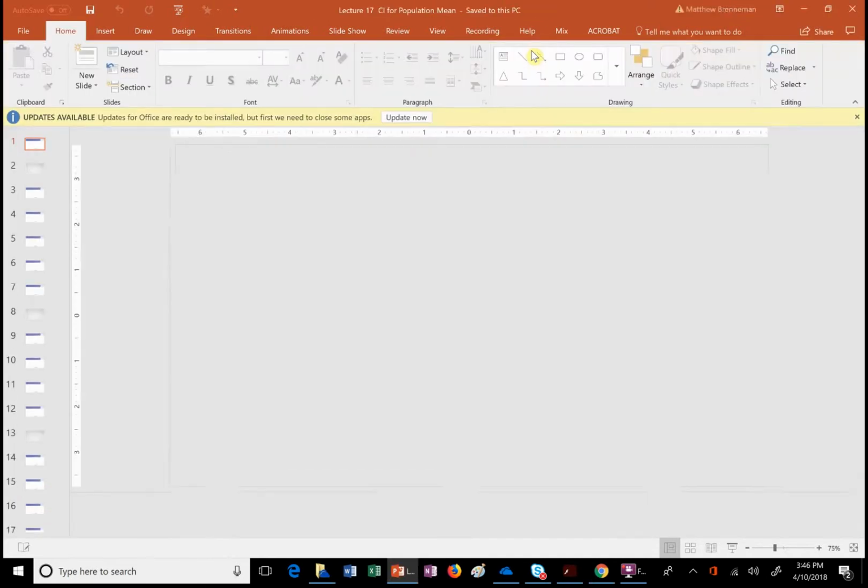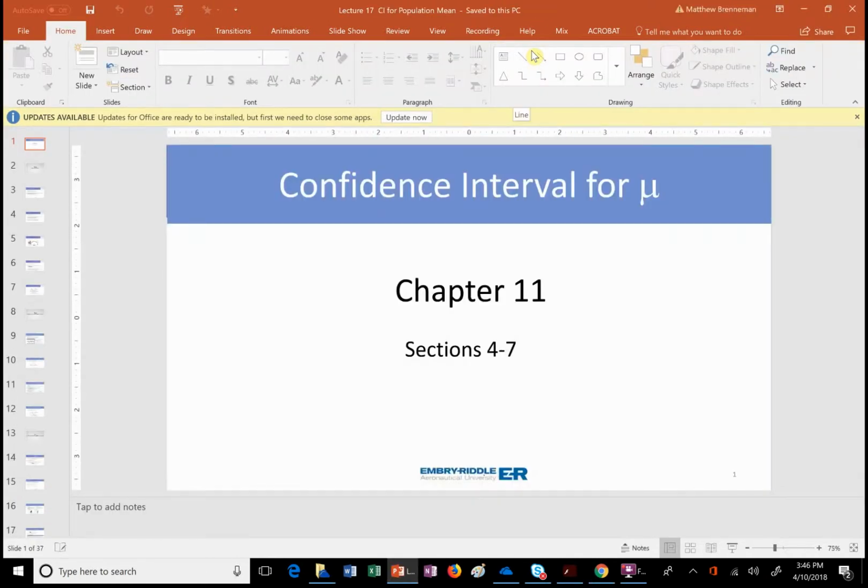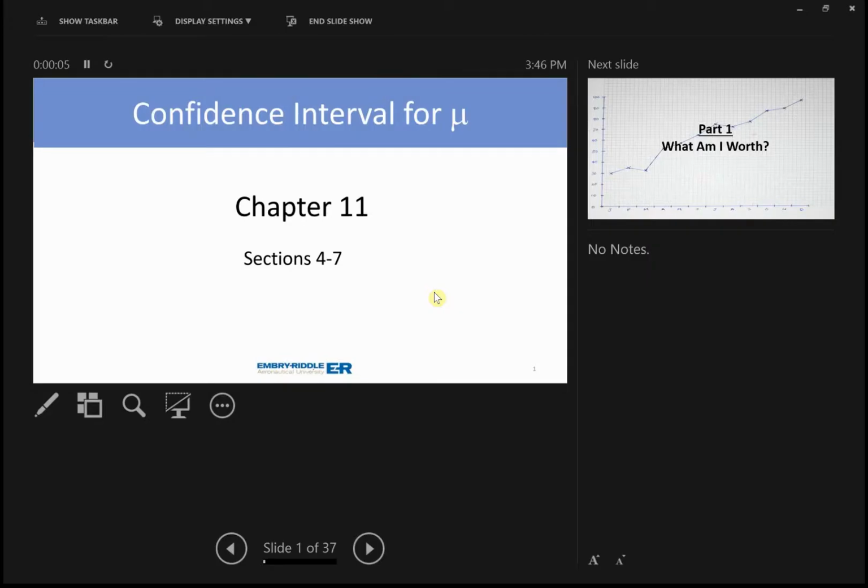The course moves a lot faster because it's understood that you understand hypothesis tests, and everything is based on that. So what I want to do today is start talking about confidence intervals, which are essentially a different type of inference. We have hypothesis tests and we have confidence intervals. This is chapter 11 in the text.